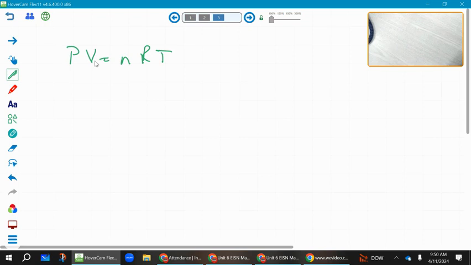You can just assume, because you know what T has to be. What does it have to be? 273. Can't be anything else. You know what V has to be. 22.4. You know what moles has to be. So the only thing I need to give you is the problem will literally say, calculate the R value if you use this pressure. And I'll give you a pressure. What number? Well, I'll have to tell you.